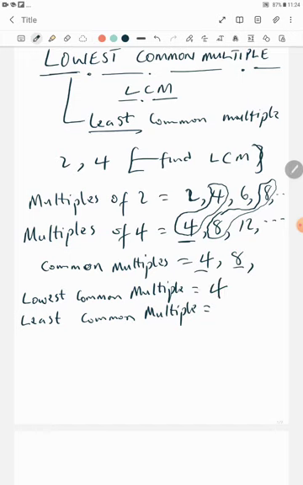Obviously, you see that 4 is the smallest that is common to multiples of 2 and multiples of 4. And therefore, we say that the LCM of 2 and 4 is equal to 4, because 4 is the lowest common multiple of 2 and 4. So this is just the literal meaning. It's just like writing out the common multiples of 2 and 4 and then choosing the one that is the smallest. That's the meaning of LCM.